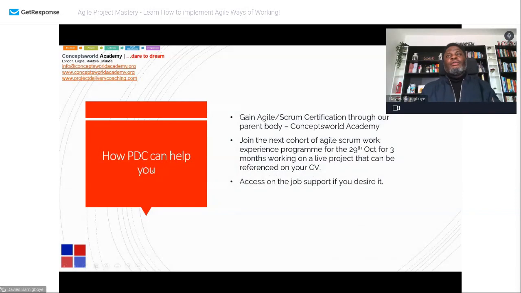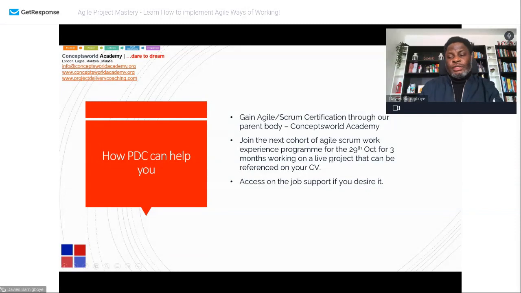How can we help you? You can gain certification through our company, Consumer Academy. If you already gain certification, that's fine. You can join the Agile Working Experience that we have coming up on the 29th of October for 3 months.